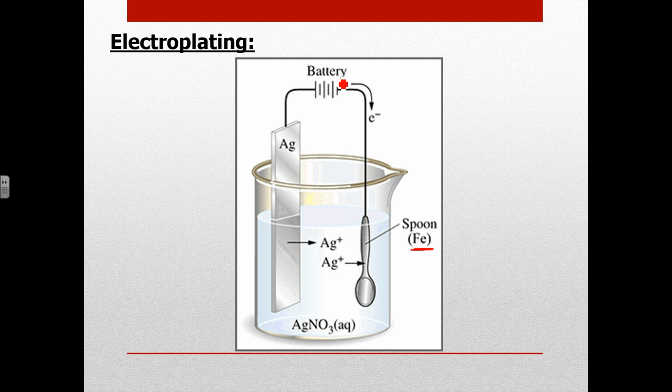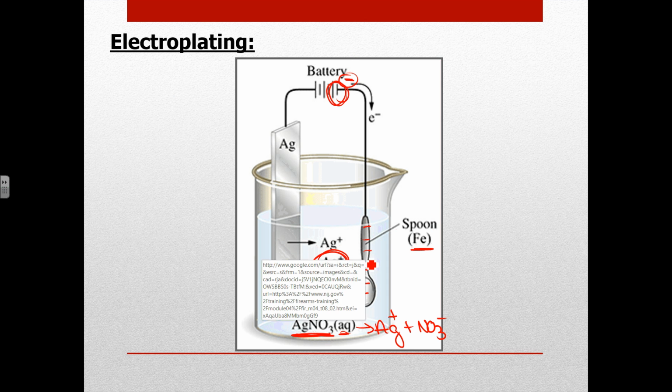So how do you do it? Well, you hook it up to a battery, and this is the negative terminal of the battery. Remember, the electrons come out of it, so this spoon is going to be negatively charged. The reason I have to have the spoon negatively charged is because I want the positive ions that are in solution from the silver aqueous ions. Remember, since it's a soluble salt, it will dissolve into silver plus nitrate ions.